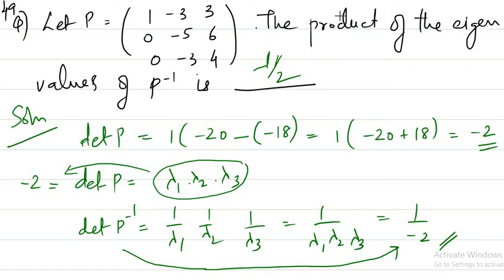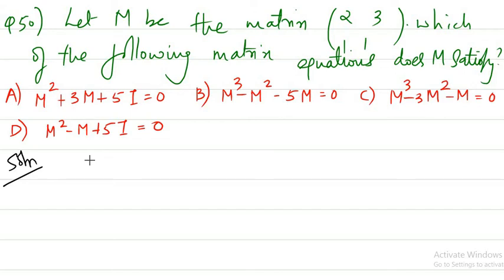If you know certain ideas, you can easily solve such kinds of problems. So let us move on to the next problem. Let's see the next question. You can see here we are given that M is a 2 by 2 matrix containing entries 2, 3, 1, 1, and which of the following matrix equations does M satisfy? That is the question. You have to find which of the following equations M will satisfy.